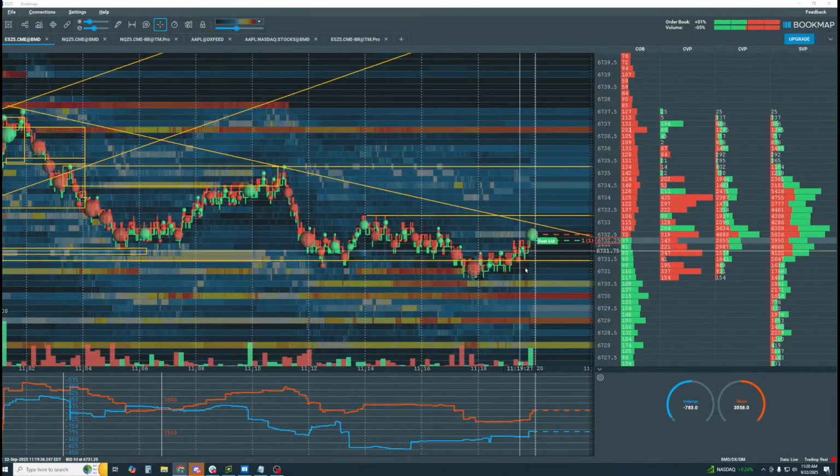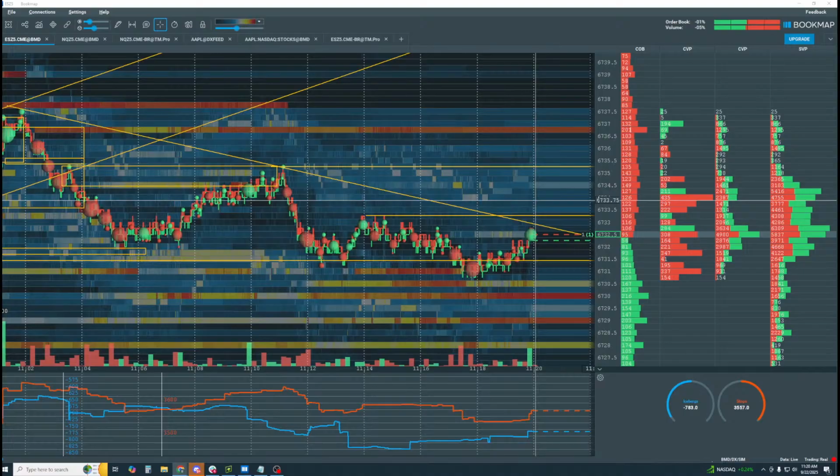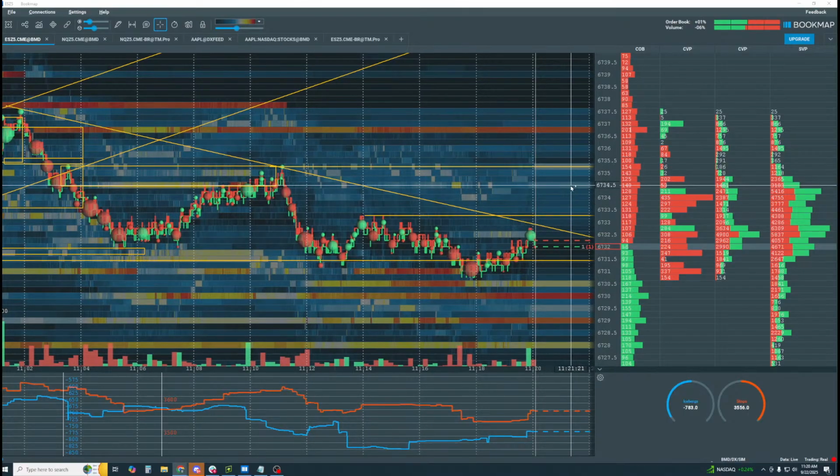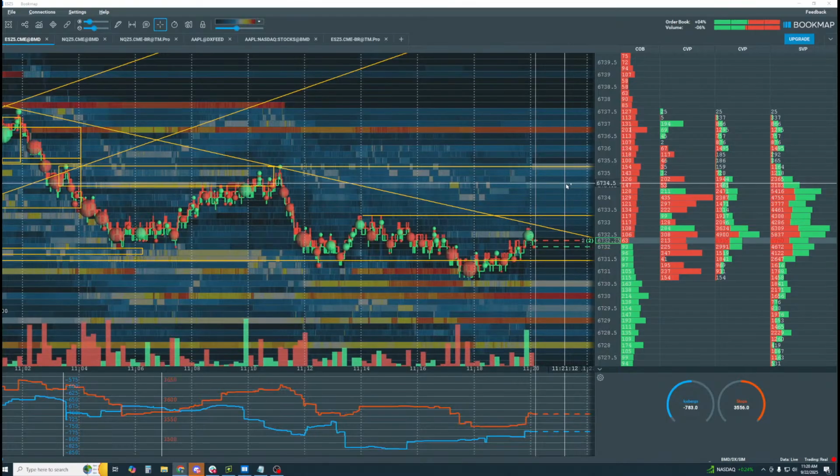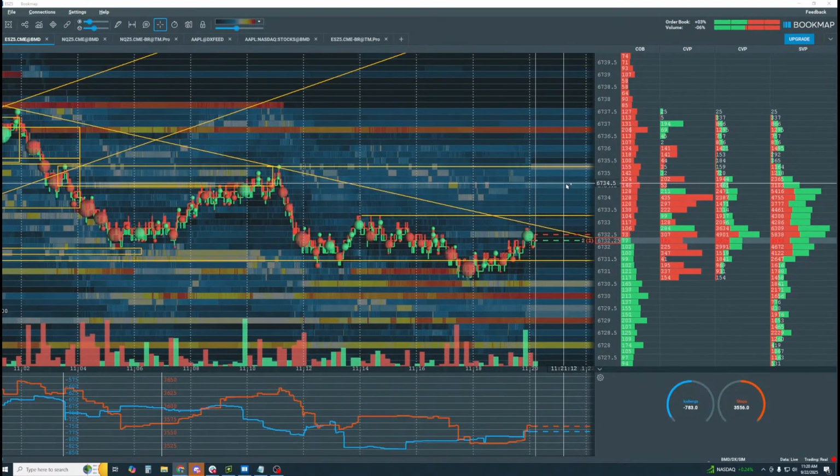Yep. So as you can see, this is kind of starting to play out. Now we'll see. We've got the London close, or European close, coming up in about 8 or 10 minutes or so.